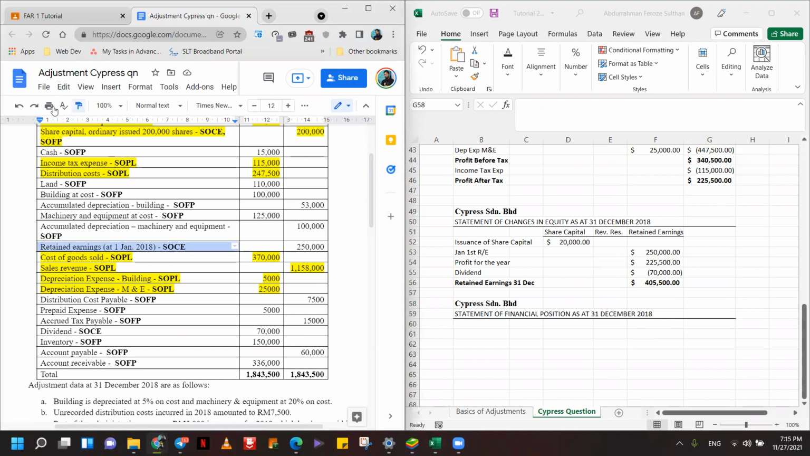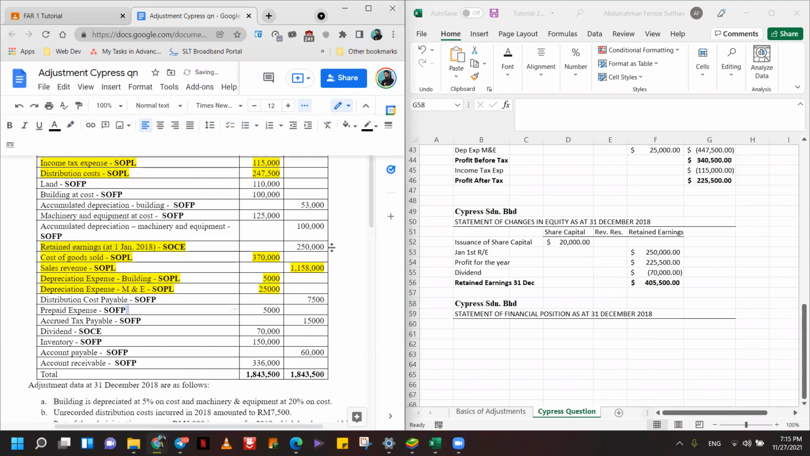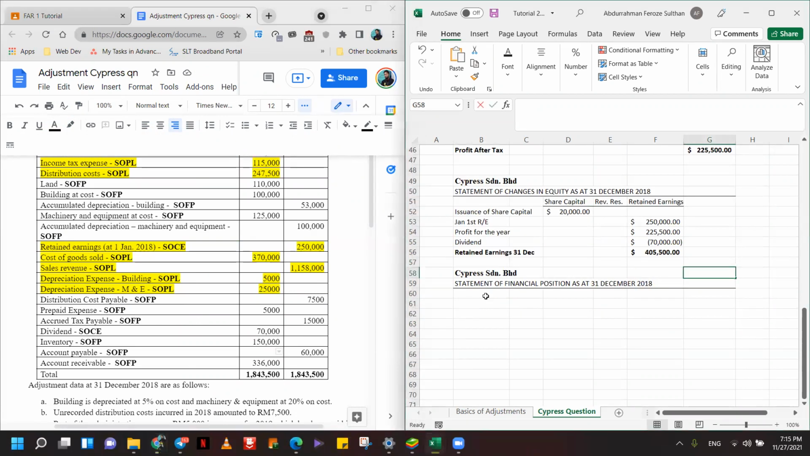So now everything else. Now everything else is we have to go into the statement of financial position, which is land, building at cost, all of these items. Okay. So let's begin with that.